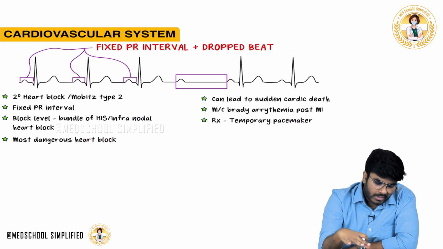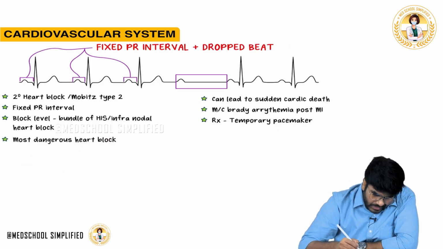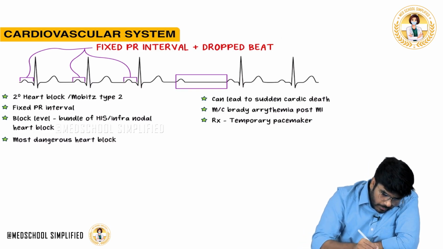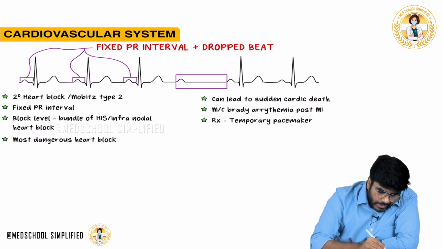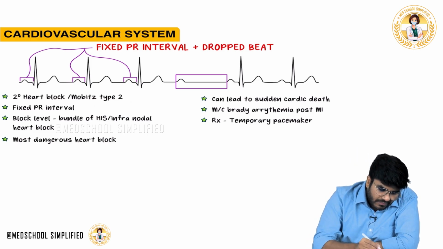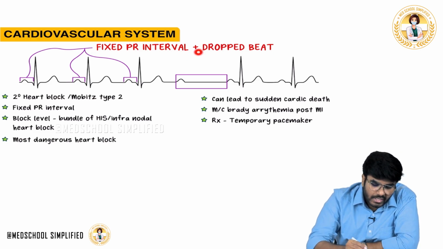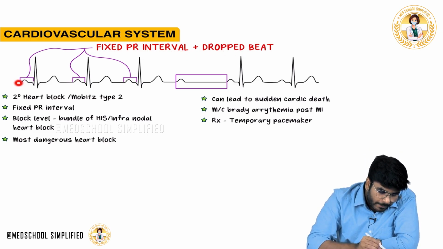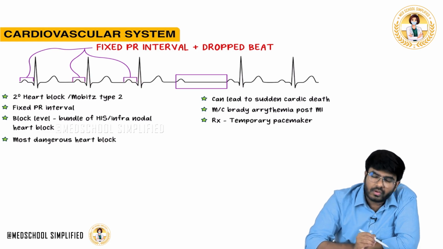Why I am saying this is because in Mobitz type 2 heart block, which is also a type of second degree heart block, there is a fixed PR interval with a sudden dropped beat. Please look here: the PR interval is constant, constant, constant.